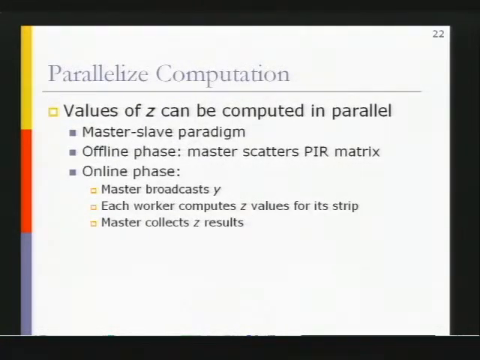In an offline phase, the master will scatter the PIR matrix in chunks of rows, and then at query time, the query is processed in parallel. And we will see again that the improvement is almost linear to the number of CPUs. Any questions so far? I'll just have to go through the experiments, and then hopefully I'll be done in time.